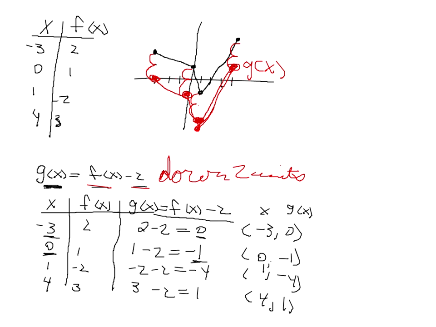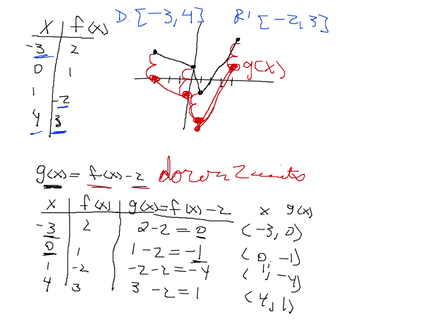Okay, let's talk about domain and range. So let's talk about domain and range of my original function. My x's are the domain, and they go from -3 to 4. And then the range, the largest y value is 3, and the smallest y value is -2. So my range is -2 to 3.